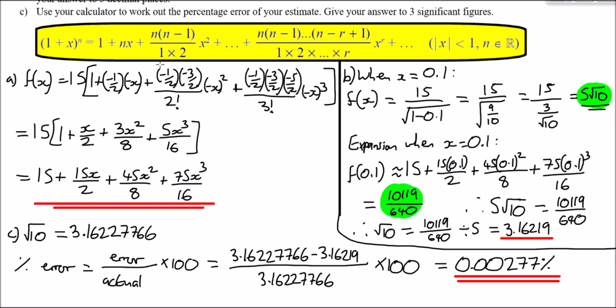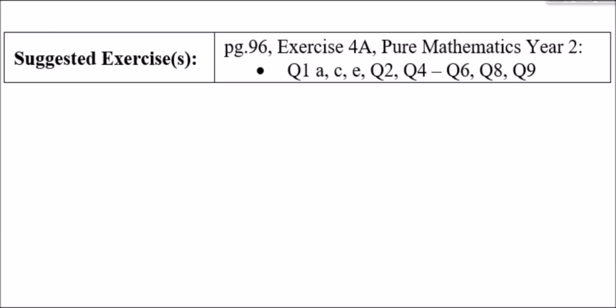It's now over to you to try some questions on your own. So in your books, if you turn to page 96, exercise 4A, start from question 1a, c, e, then question 2, then 4, 5, 6, and finally 8 and 9. If you get stuck, check the back and check your answers. If you're still stuck, ask one of your classmates, and of course, if you're still stuck, ask me either on an email or in person in lessons, or even in a comment on this video.